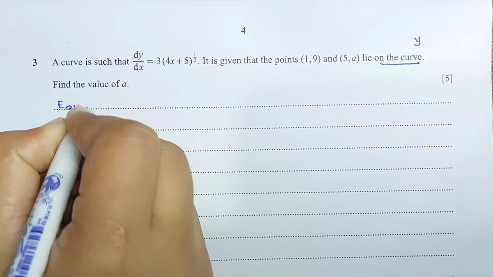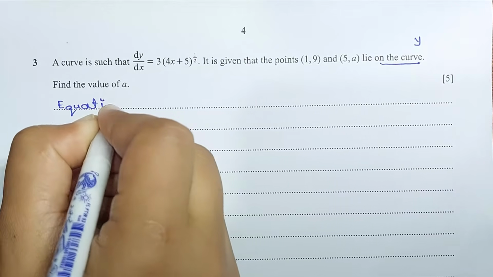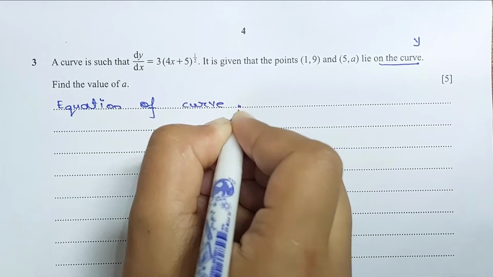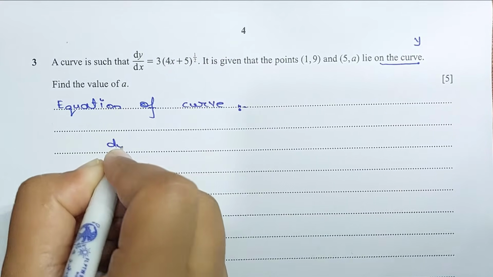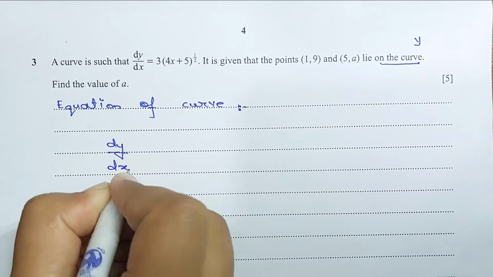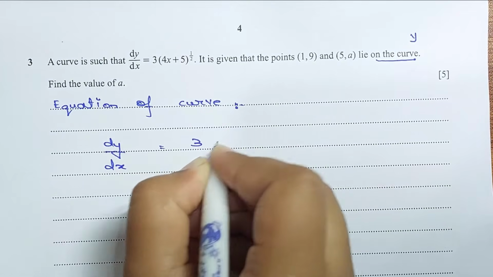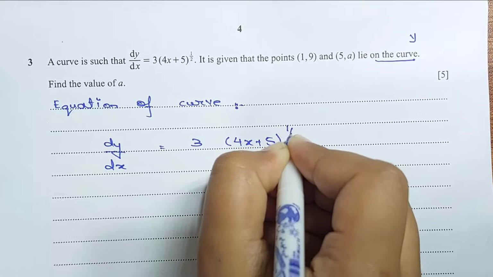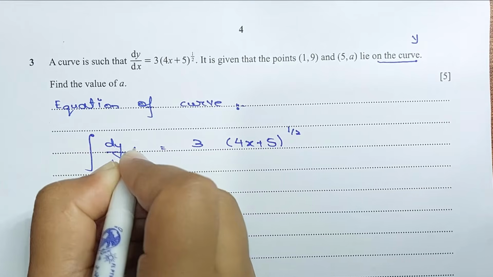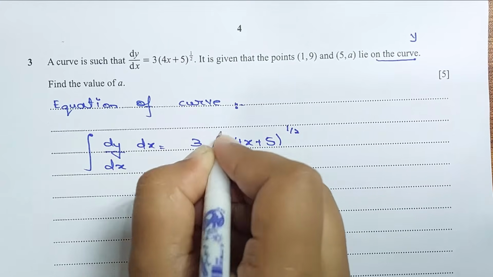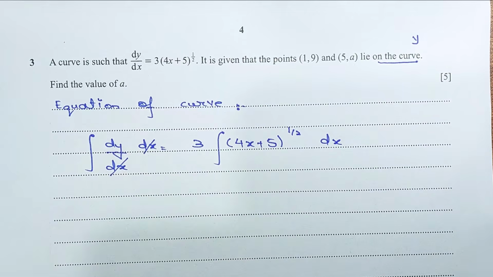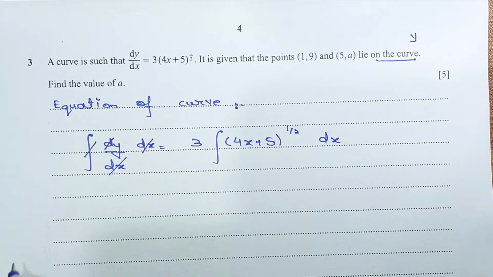So for the equation of the curve, we have to differentiate. So we have dy over dx equals 3 into (4x plus 5) to the power 1 by 2. We have to integrate both sides with respect to x. So the dx and dx cancel out, the derivative and integral cancel out.